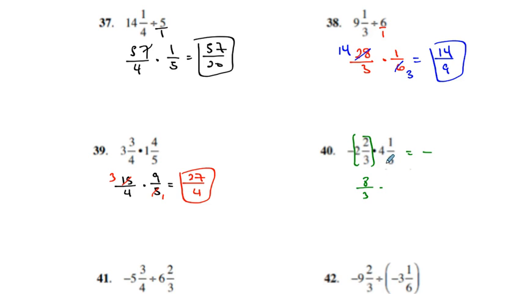Times 4 times 6 is 24. Plus 1 is 25. 25 over 6. Okay, 8 and 6 are both even. 2 goes into 8 4 times. 2 goes into 6 3 times. 4 times 25 is 100. 3 times 3 is 9. So 100 over 9. Do not forget your negative sign. So negative 100 over 9.